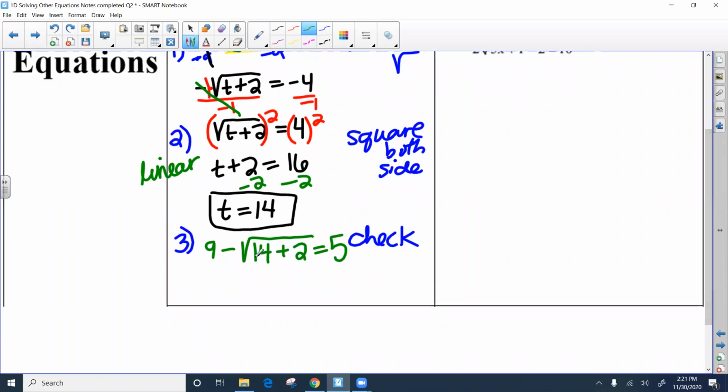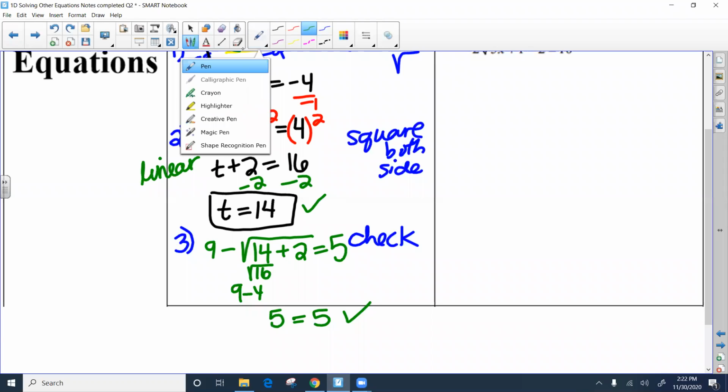Then I'm simplifying both sides of the equal sign to make sure that they're actually equal. On the left side, I want to simplify. So square root of 14 plus 2 is 16. Square root of 16 is 4. So we have 9 minus 4, which gives us a 5. On the right side, we have a 5. So we get 5 equals 5. That is true. That means that this is a valid solution.